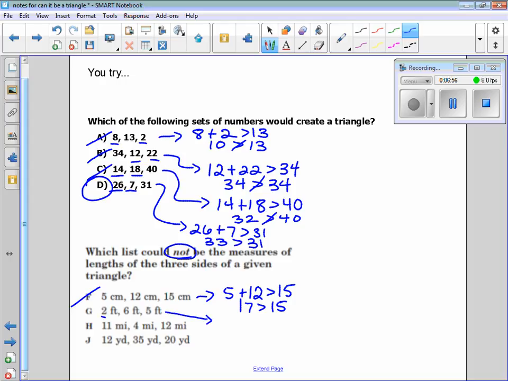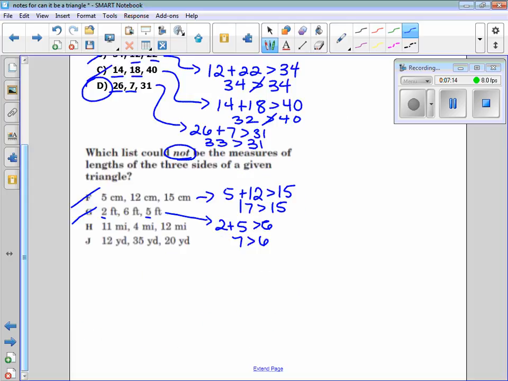G, our smallest sides are 2 and 5. 2 plus 5 should be greater than 6. 7 is greater than 6, so that one's a triangle. Letter H, smallest sides are 11 and 4. 11 plus 4 should be greater than 12 for it to be a triangle. So we have 15 greater than 12, so yep, that one's a triangle.